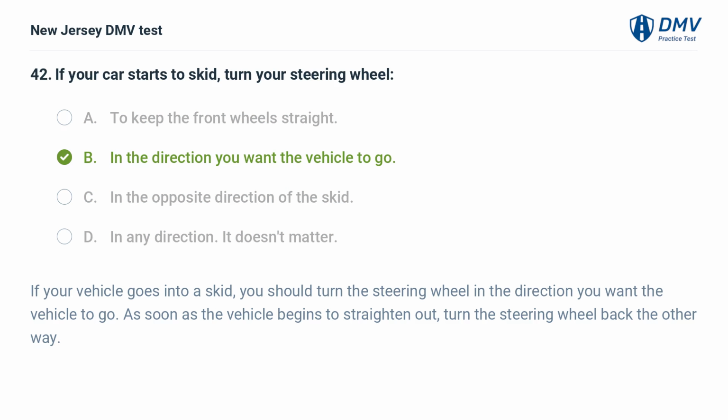B. In the direction you want the vehicle to go. If your vehicle goes into a skid, you should turn the steering wheel in the direction you want the vehicle to go. As soon as the vehicle begins to straighten out, turn the steering wheel back the other way.